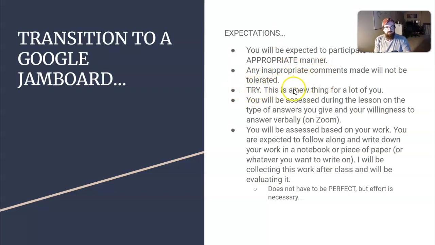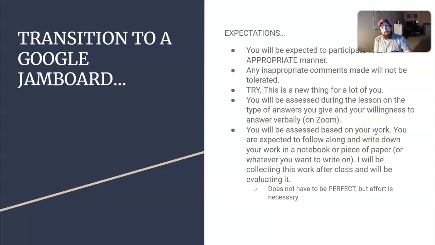Also, this is a new thing for people, so make sure you are putting forth solid effort. Again, the type of answers you give and your willingness to answer verbally matter. There might be times I give verbal prompts, and people that are more inclined to answer verbally will be given more points maybe. You'll be assessed based on your work.